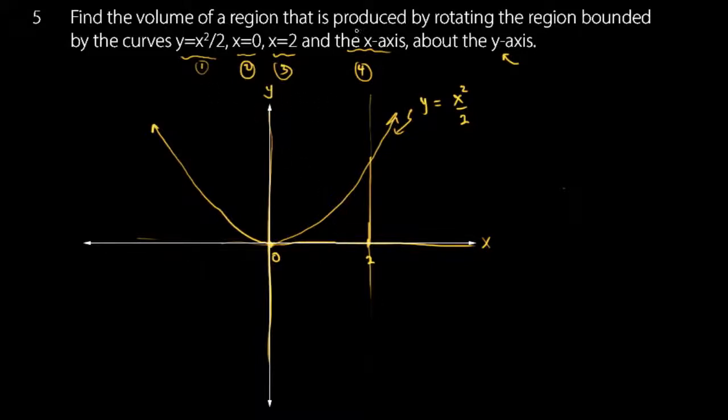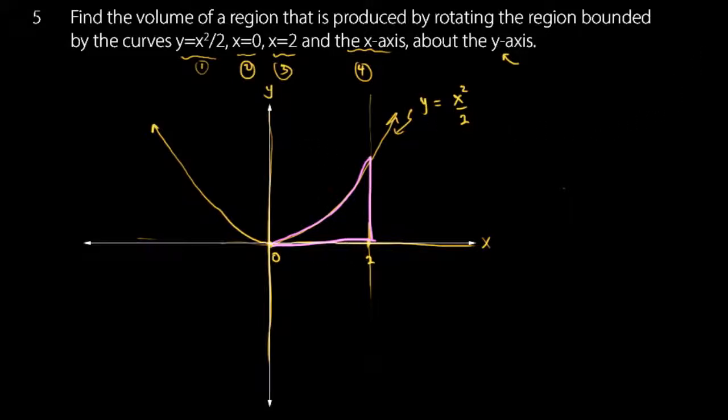Now you observe that all the curves I've drawn actually bound a particular region. This is the region they bound. In other words, the remaining parts of the curves, we don't need. So this is the area which we need.